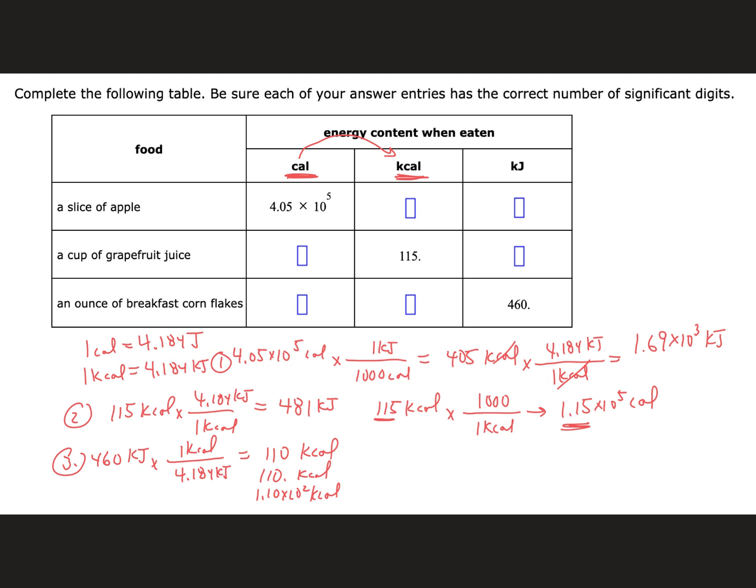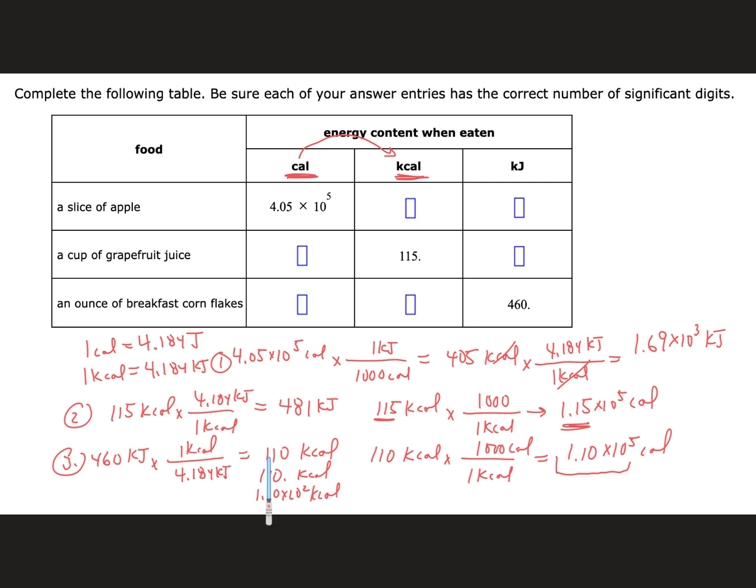Next, we're going to take that number and convert that into calories. All right, so 110 kcals, we know in 1 kcal we've got 1,000 calories. So we are also looking at 1.10 times 10 to the 5 calories. 1.10 times 10 to the 5 as written is 3 significant figures.